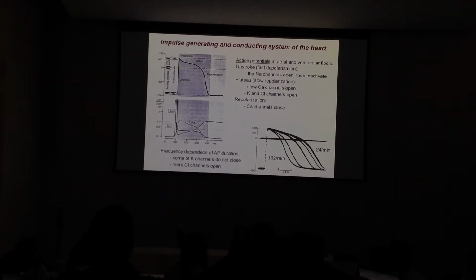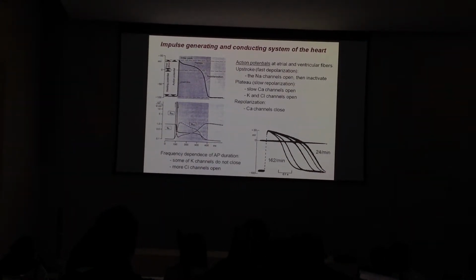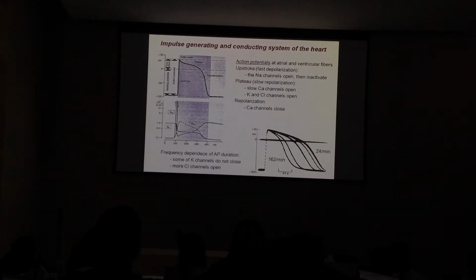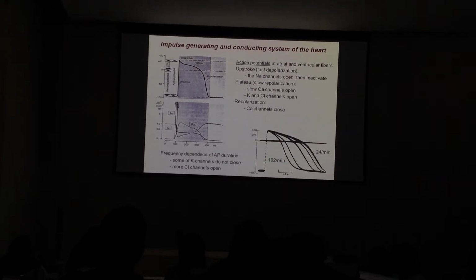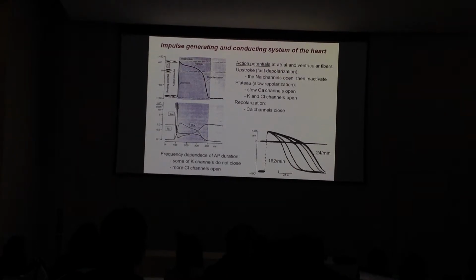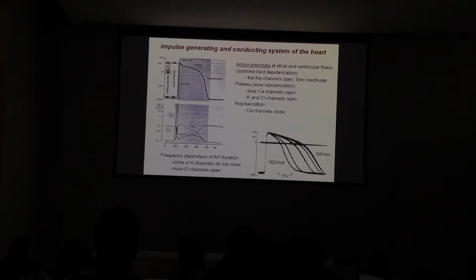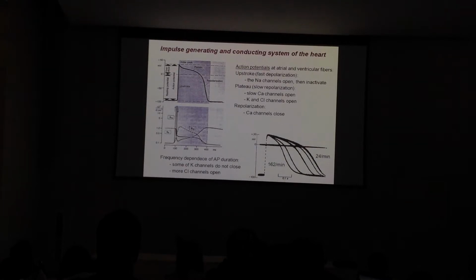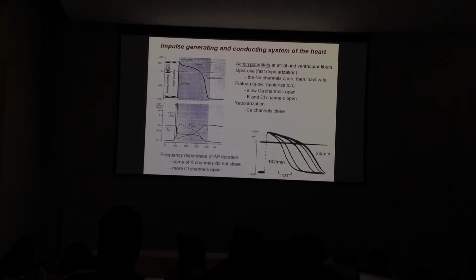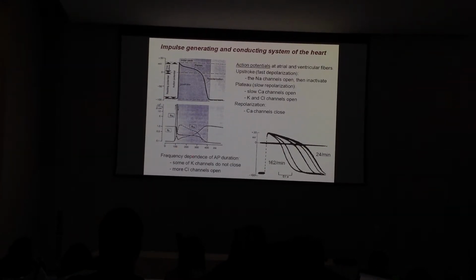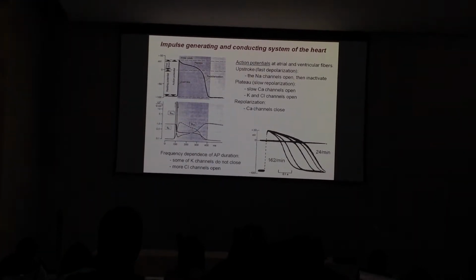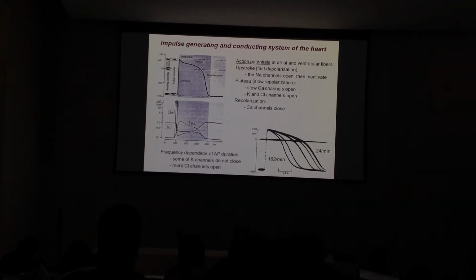You can see here in the superimposed record that if the frequency is higher and higher, the fast repolarization starts earlier and will repolarize the membrane earlier, and the next action potential will be generated much earlier. Therefore, the frequency can be quite high. How can we explain this? We explain this with the special behavior of the potassium channels.